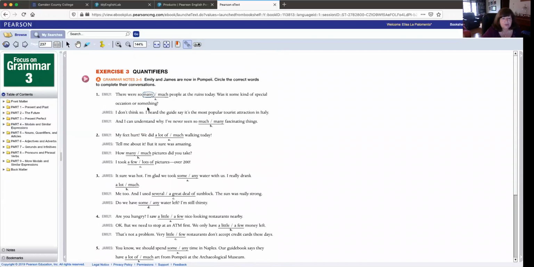Let's look at the first one, which is done for you. "There were so many people at the ruins today." The word "so" means very, right? We had to circle the word "many" because people is a count noun. The word "many" is used for count nouns. The word "much" is used for non-count nouns. "There were so many people at the ruins today. Was it some kind of special occasion or something?"